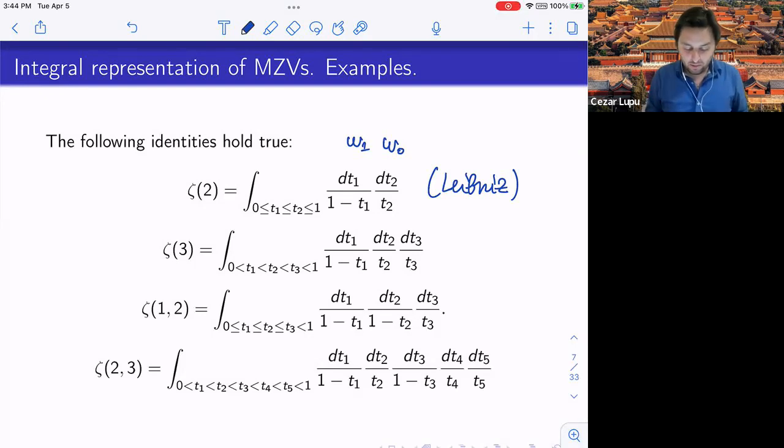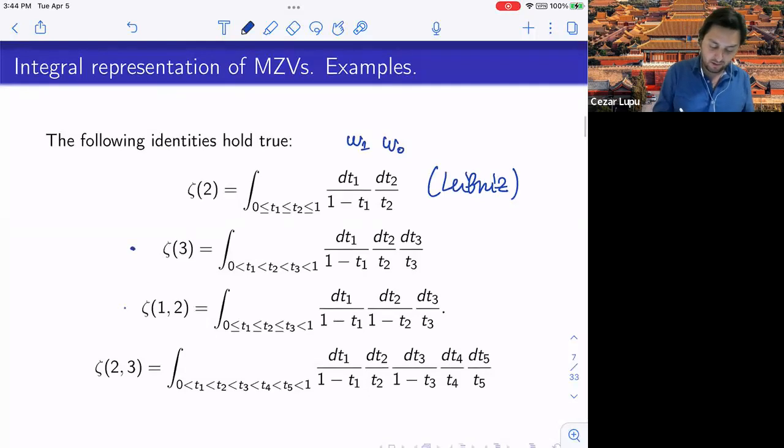Also, you can write zeta of 3 as an iterated integral, or you can write a double zeta, zeta of 1, 2. As you can see, these two look different in their integral representations, zeta of 3 and zeta of 1, 2. They look different, but in fact, we will see that these two numbers are actually equal. This will be another result of Euler.